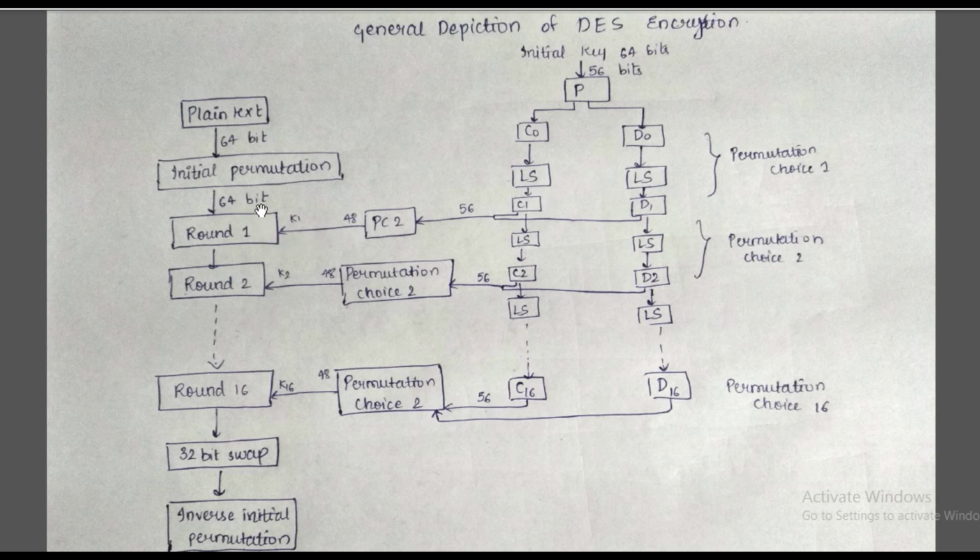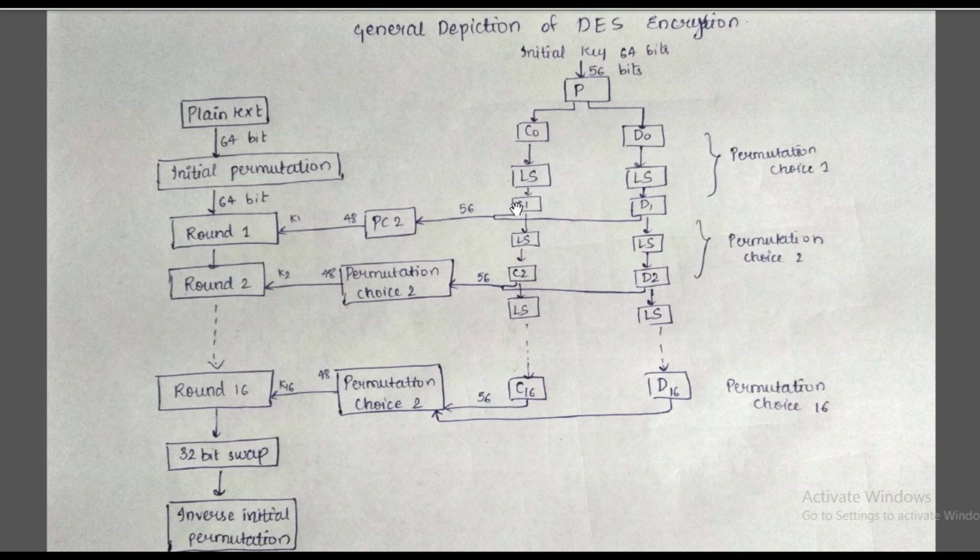The number of left shifts depends on the round. If the round is 1, 2, 9 or 16, then the number of bits by which it should be shifted is 1. Otherwise we need to shift it by 2. Now after combining the outputs C1 and D1, it is once again 56 bits. We provide this as the input to PC2. PC2 is permutation choice 2, and after performing a combination of permutations it will produce an output of 48 bits, and this 48 bits is provided as key 1 to round 1.